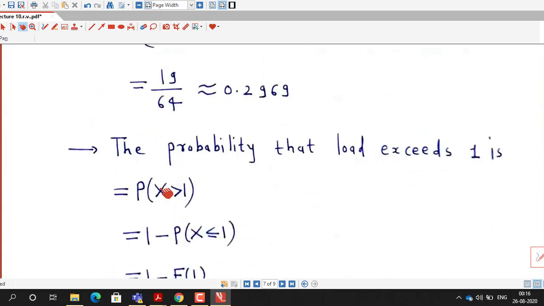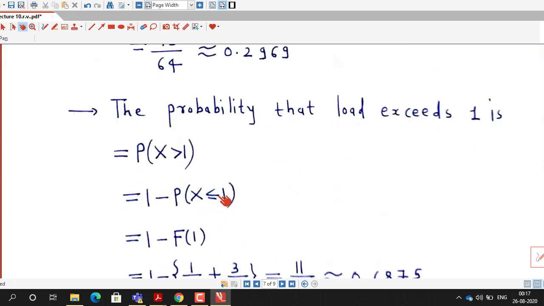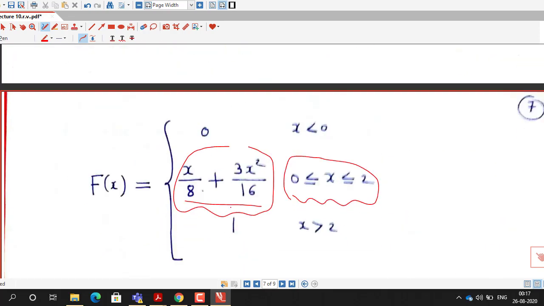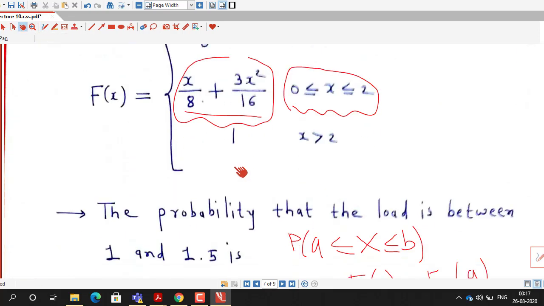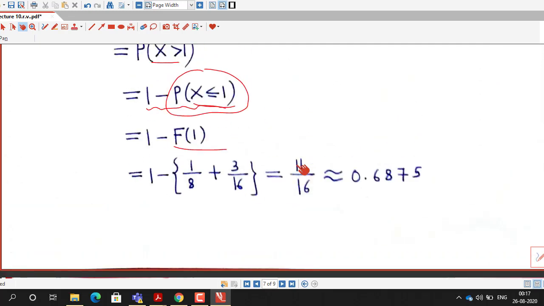Similarly, the probability that the load exceeds 1, that is the probability that capital X is greater than 1, is nothing but 1 minus the probability that X is less than or equal to 1. These two are complementary events. Now this is nothing but capital F of 1. After putting x equal to 1 in the definition of F of x, we get 1 by 8 plus 3 by 16, so it is 11 by 16.